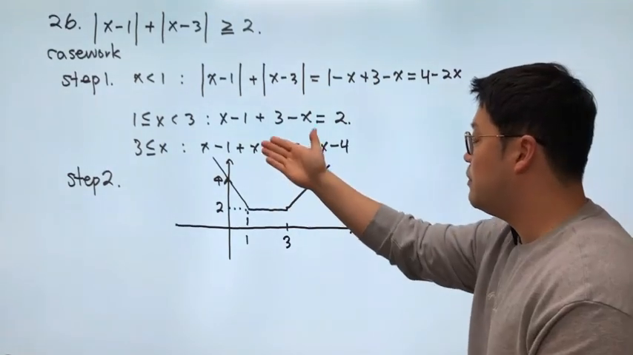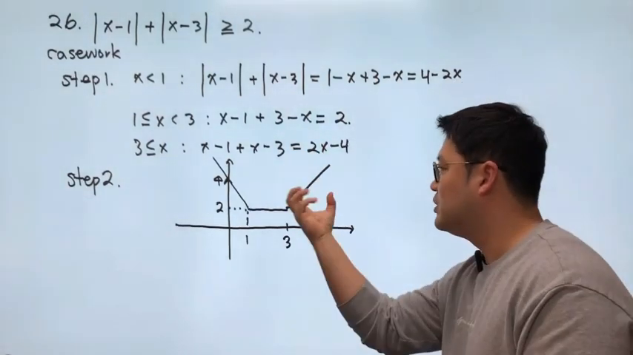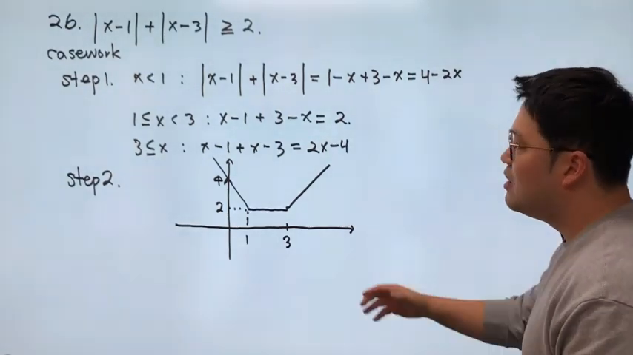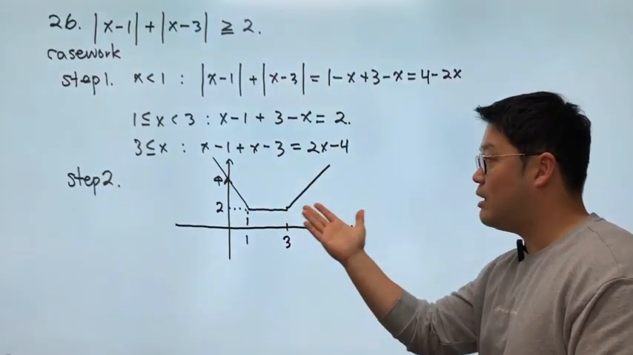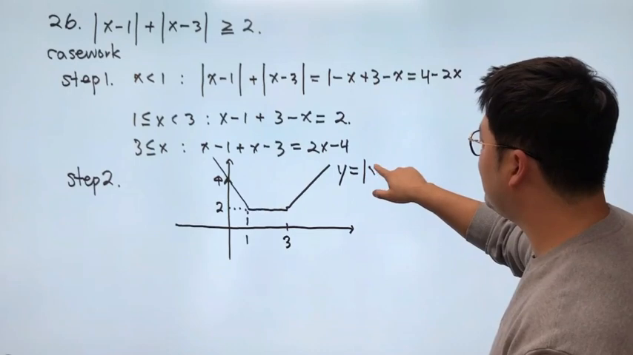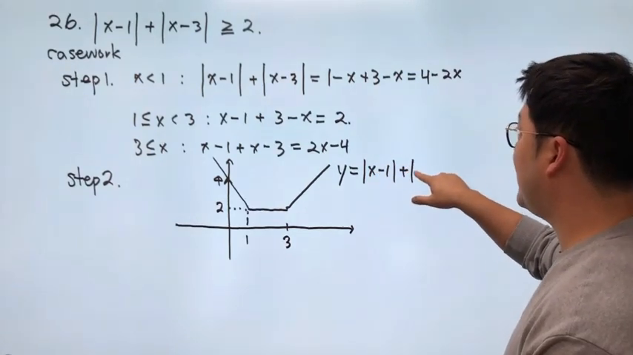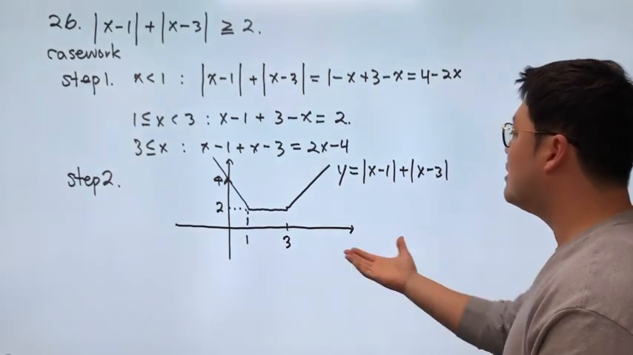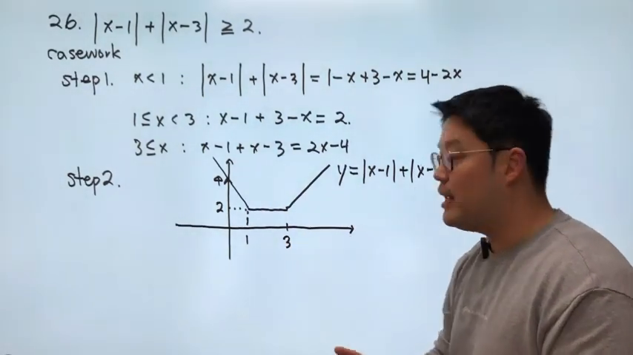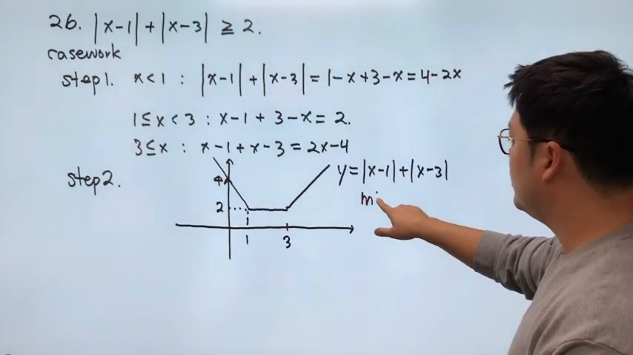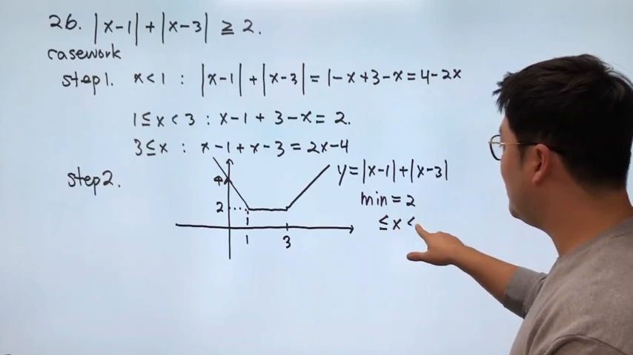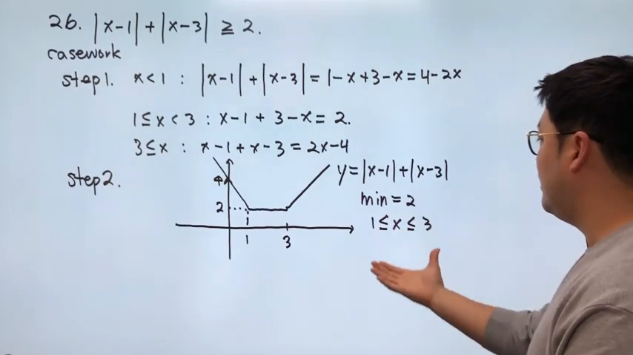So the overall shape kind of looks like a U shape, or someone raising their arms. We get these weird looking figures, and this will be y equals the absolute value of x minus 1 plus the absolute value of x minus 3. So when do we get the minimum possible values of this graph? When x is in between 1 and 3, the minimum will be 2, for x between 1 and 3 inclusive.